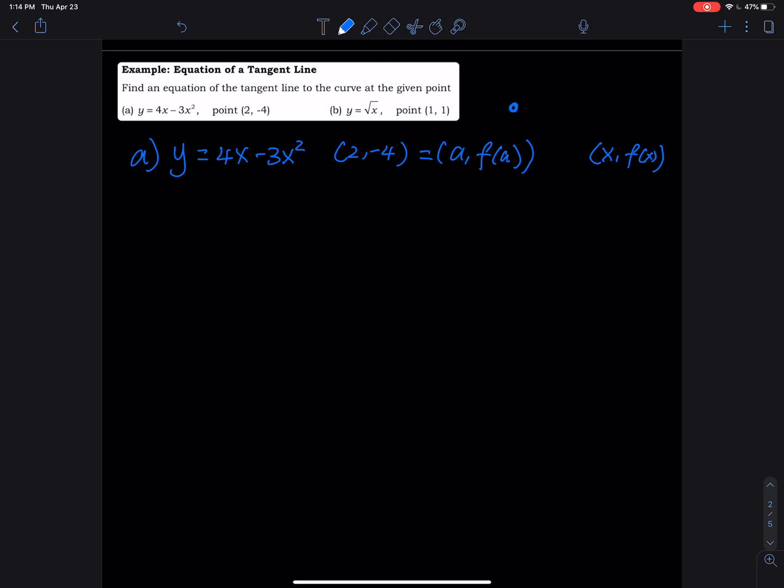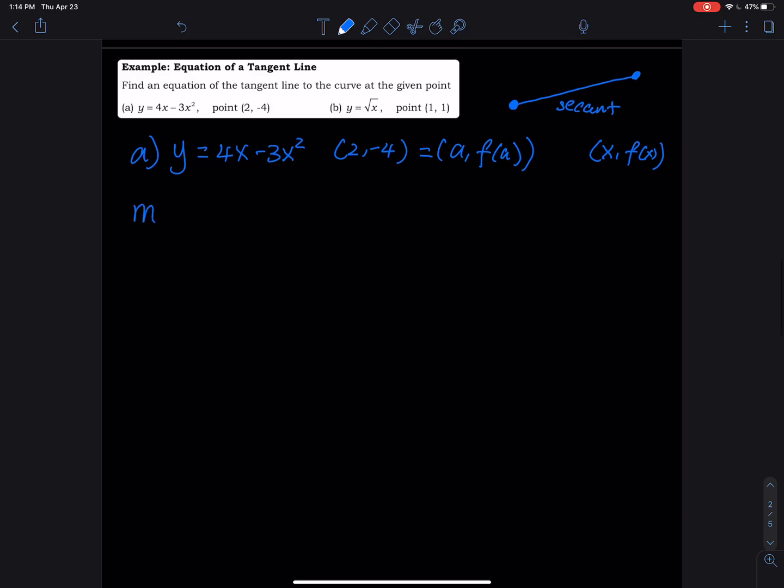Because we have a point at (a, f(a)), and then we need another point (x, f(x)), so we need 2 points on the curve of this function, and then we connect them to build a secant line. And then we minimize the distance between these 2 points to find the slope of the tangent line. Okay, this secant line has a slope. How do you find the slope?